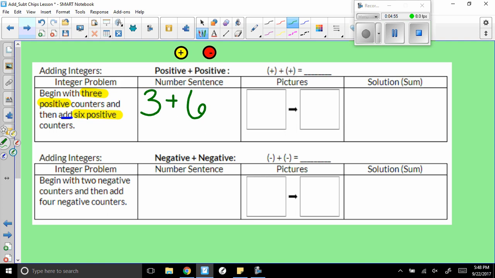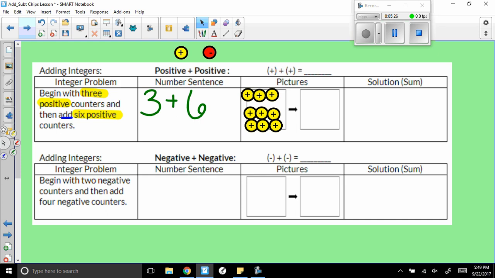Now I know what this equals, but I will need to make sure that I know how to show it with chips. So I'm going to pull 3 over, and I'm going to really squish them together because my box is very small. So I've got my 3 positives, and then I'm going to pull over 6 more positives. And remember, you're drawing this with me. You got to make sure that yours matches mine exactly. So you can see that I've got 2 sets. I added my 3 and my 6 in that box.